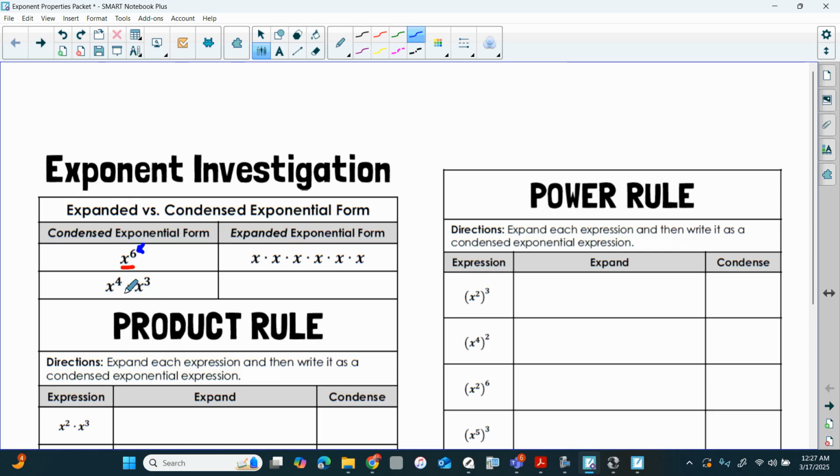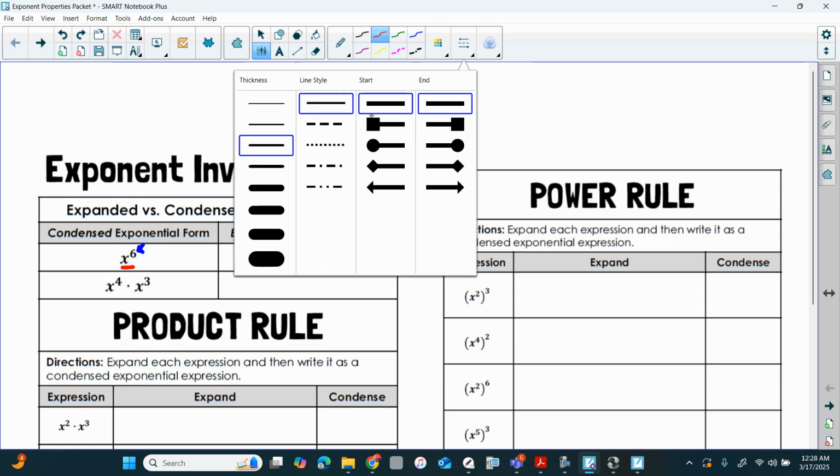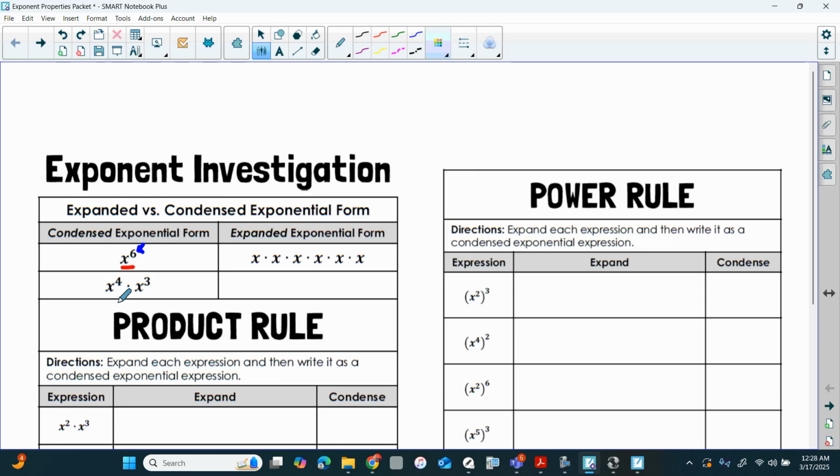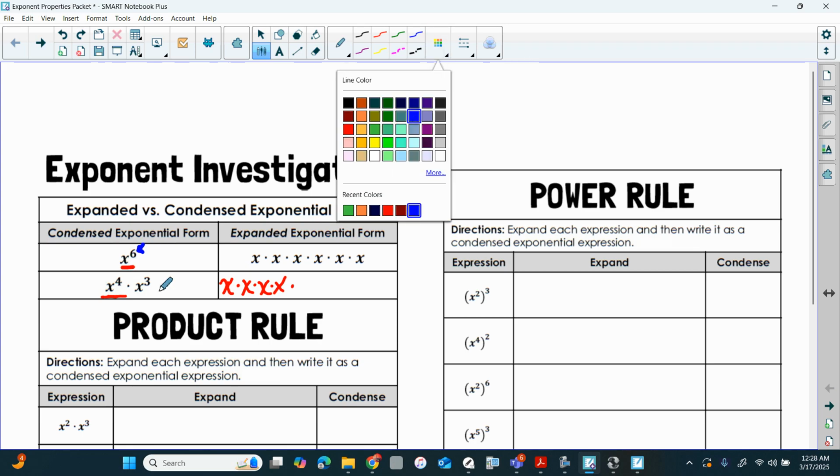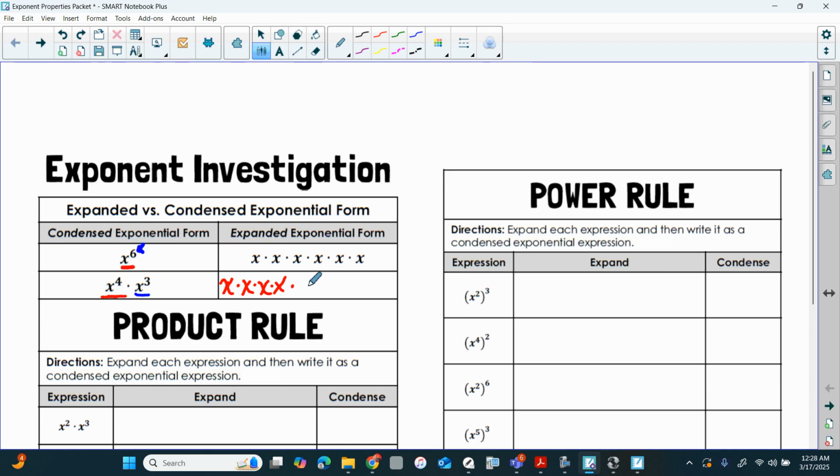So if I have x to the fourth times x to the third, I'm going to start with the first term, and I'm going to expand it. So the exponent is 4, so I need to show 4 factors of x. So that's saying x times x times x times x. And then I go to the next term, which is x to the third. And so the exponent is 3, so that means I have 3 factors of x. And there's our expanded rule.